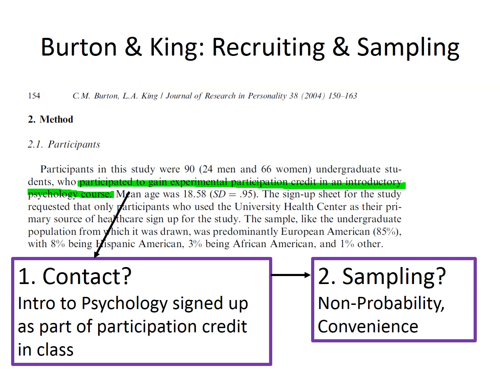When we find the section that should include the information about how they recruited participants, we need to skim to find the specific details. Remember, the idea is we're trying to figure out how they got people to participate. In this case, we get the idea from the phrase about participation in an introductory psychology course. That tells us they contacted participants by making students in the class aware of the study and offering credit for participation. That information, combined with what we already decided about the population, allows us to determine the sampling method.